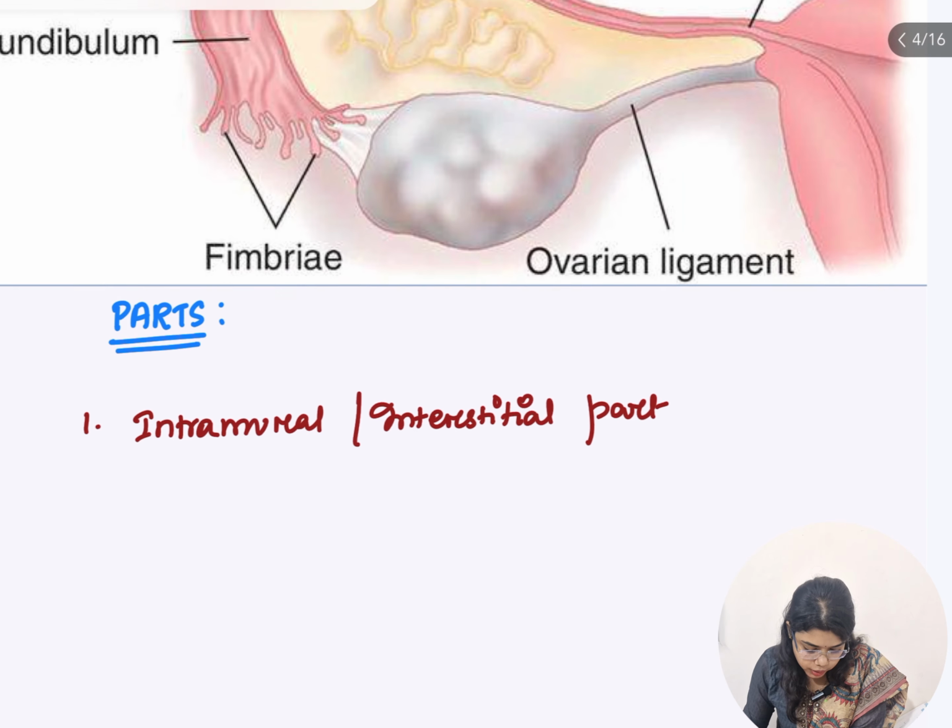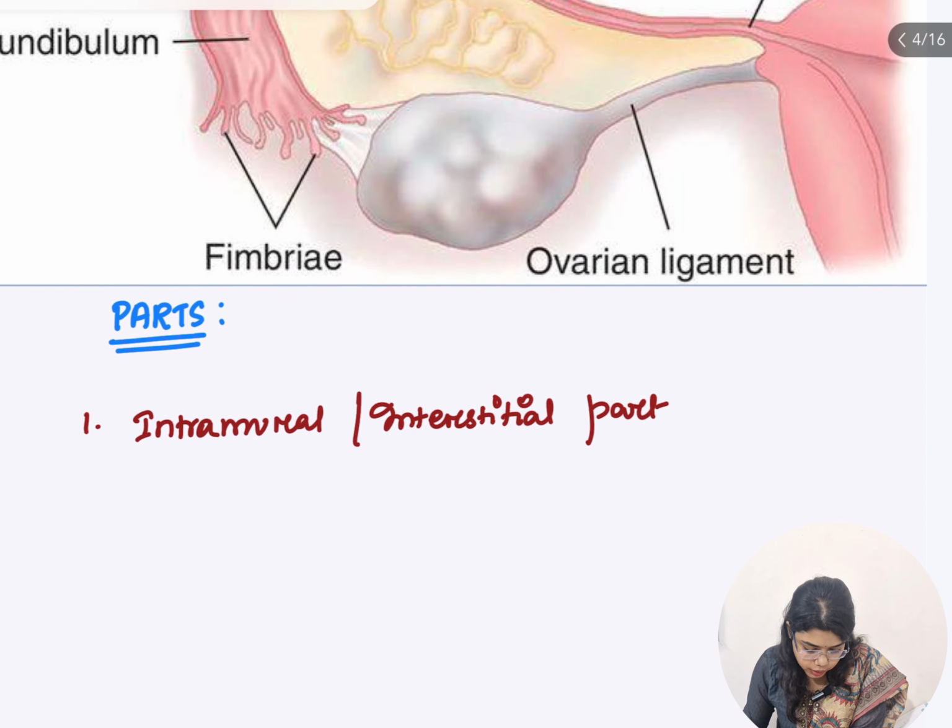Let's write it. Then isthmus, then ampulla, and then infundibulum. I will tell you about all the structures in detail. Okay, let's see here. This is the intramural part I've shown you. See, this one is the intramural part. So intramural, we can write it down.